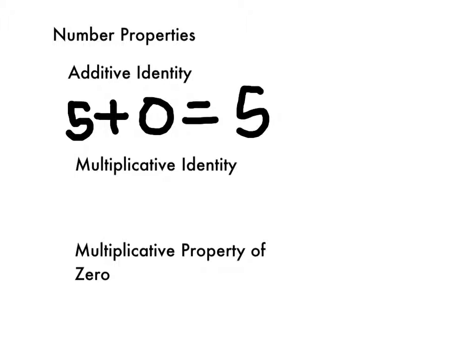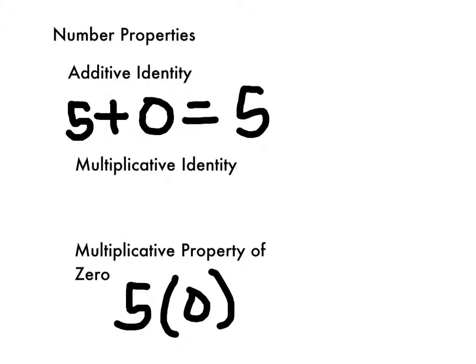It's still the identity. Now that doesn't work if you times by 0. That's the multiplicative property of 0. And if we have 5 times 0, we're going to always get 0. So any number times 0 is always 0. That's the multiplicative property of 0. 5 times 0 is 0.